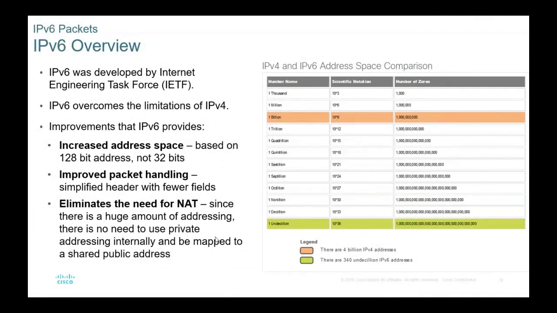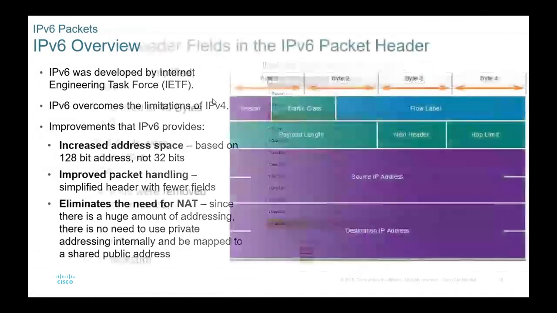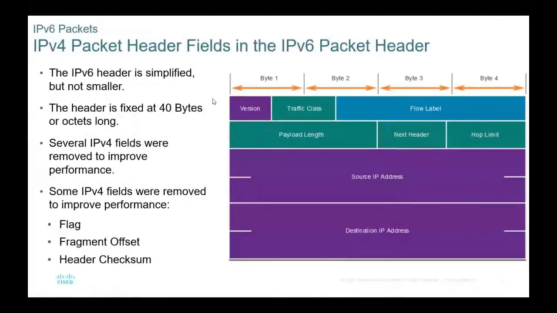So this improves the packet handling, simplifies the header with fewer fields, and eliminates the need for network address translation, because if we've got so many IP addresses, everyone gets a proper one. Everyone gets a proper IP address. No need for silly private IP addressing internally, mapped to a shared public IP address. So everyone gets to be on the public.